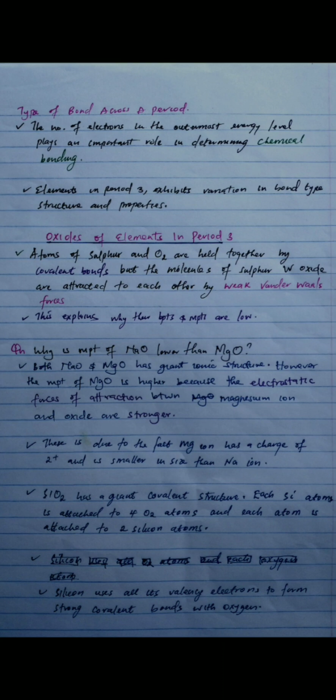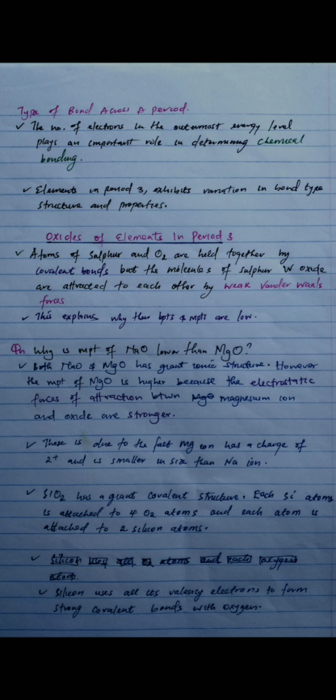A question we may encounter is, why is the melting point of sodium oxide lower than magnesium oxide? The correct answer is that both sodium oxide and magnesium oxide have a giant ionic structure. However, the melting point of magnesium oxide is higher because the electrostatic force of attraction between magnesium ions and oxide ions is stronger. This is due to the fact that the magnesium ion has a charge of +2 and is smaller in size than the sodium ion.